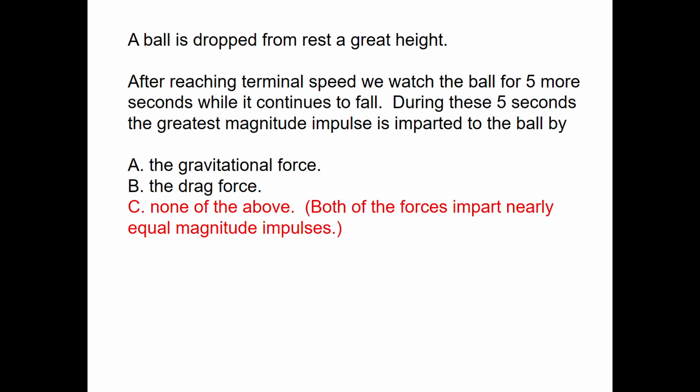In this case, the correct answer is C, and that's from the impulse momentum theorem. If the ball is falling at terminal velocity, we take initial to be the beginning of the 5 seconds, final to be the end of the 5 seconds. Change in momentum is 0 because it has the same velocity at both points. So the net impulse delivered to it has to be 0, and that comes from the gravitational force impulse plus the drag force impulse, so they've got to be equal in magnitude if they're going to cancel out. Let's stop there.